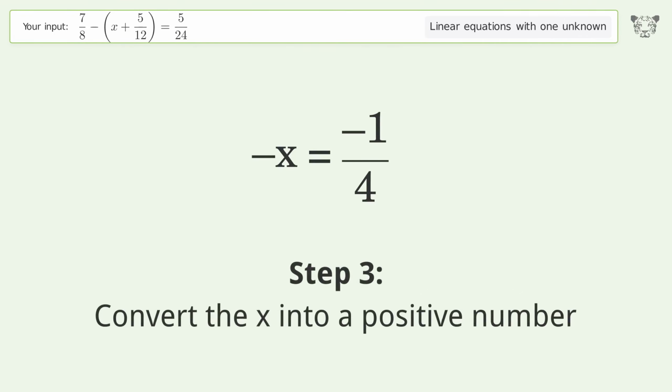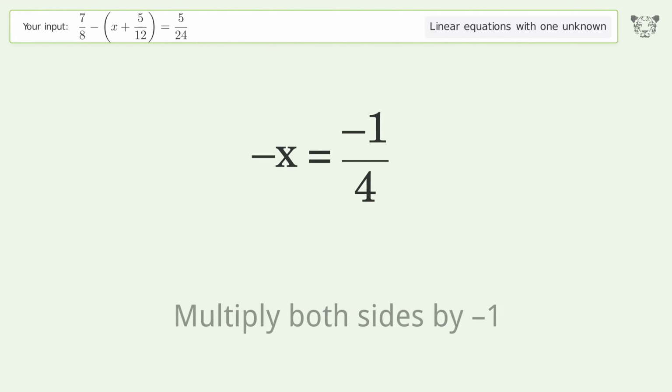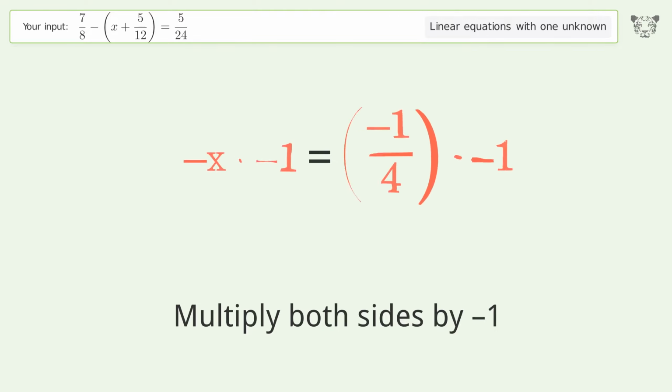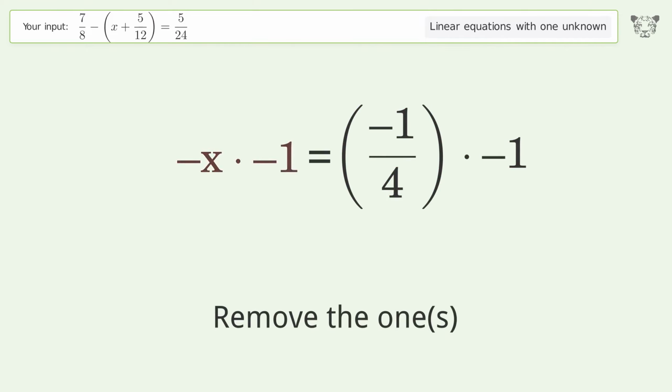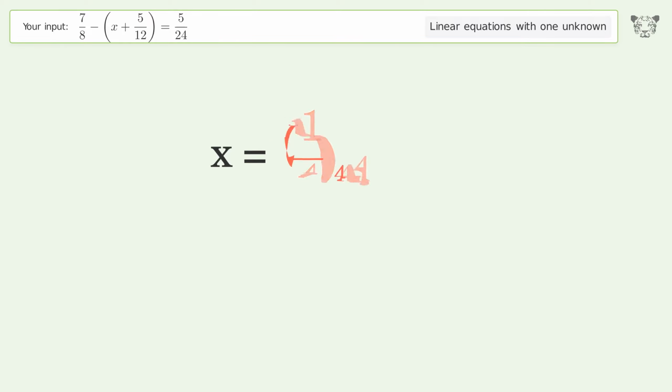Convert the x into a positive number. Multiply both sides by -1. Remove the ones. And so the final result is x equals 1 over 4.